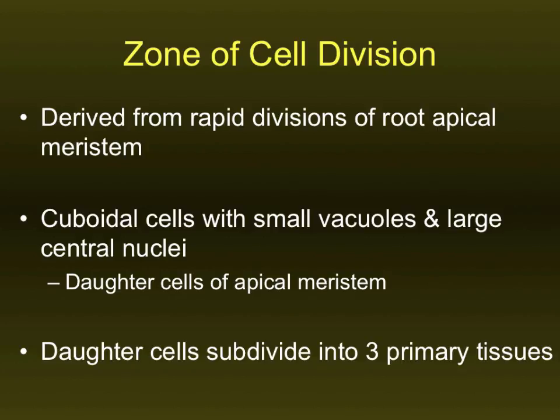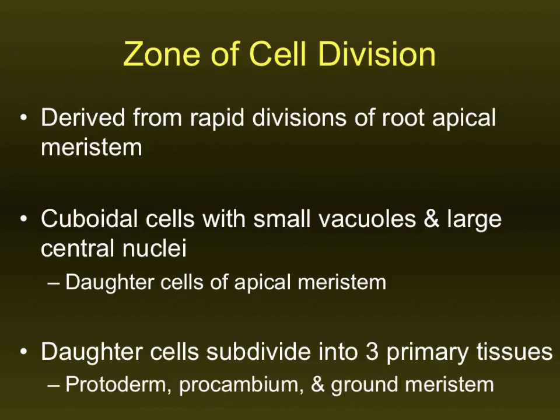Those daughter cells then can divide into one of those 3 primary tissues. So the meristematic cell divides to produce another meristematic cell, and then also one of the 3 primary tissue cell types. So you'd be looking at either ground meristem, procambium, or protoderm as far as the cells produced by the apical meristem, depending on where they are in space.